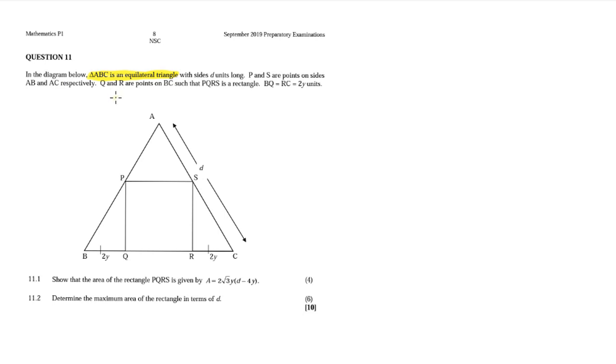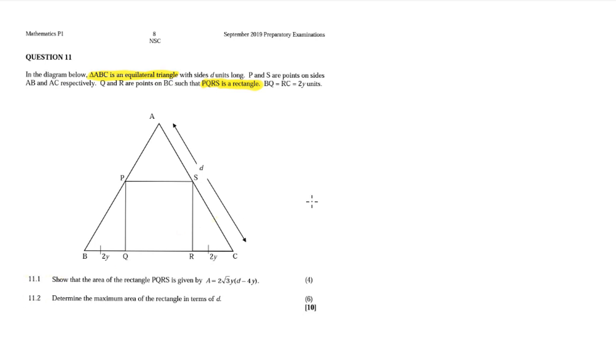And we have that Q and R are the points on BC such that this figure PQRS is a rectangle. That's another piece of information that's important. So PQRS is a rectangle. We also have that BQ is equal to RC, and they both equal 2y units, and that's indicated to us in the diagram.